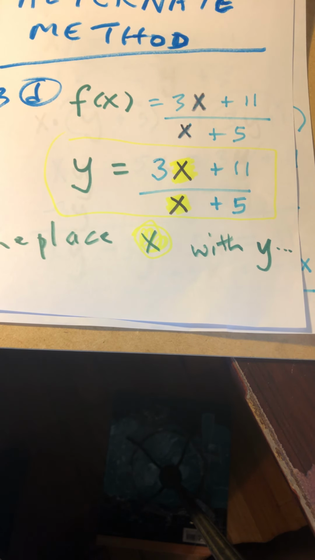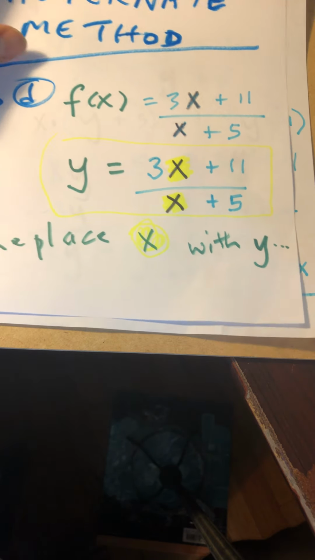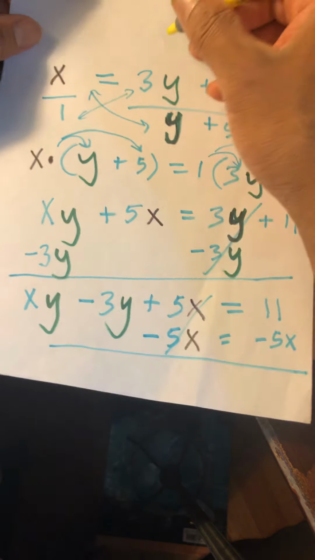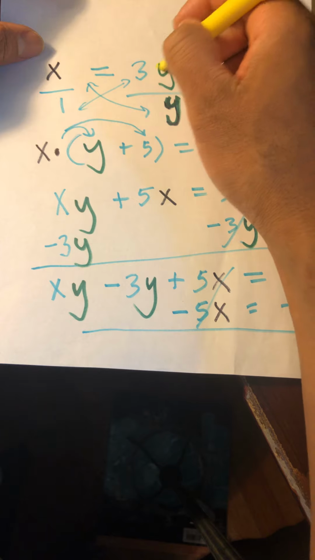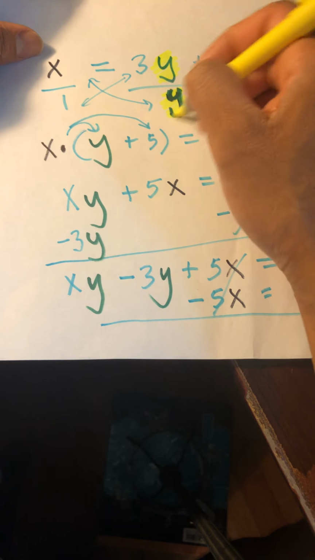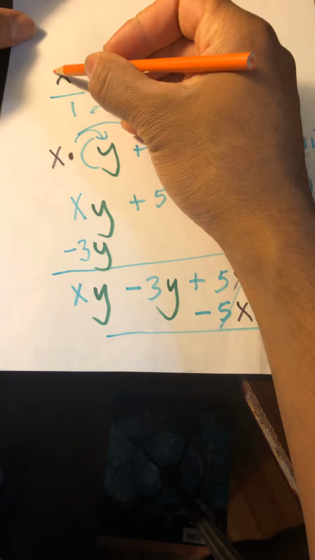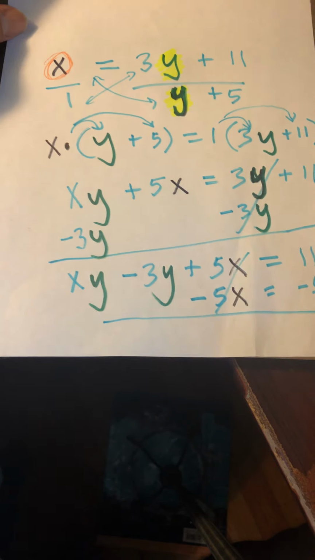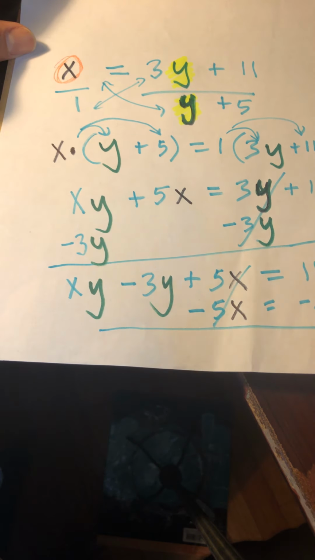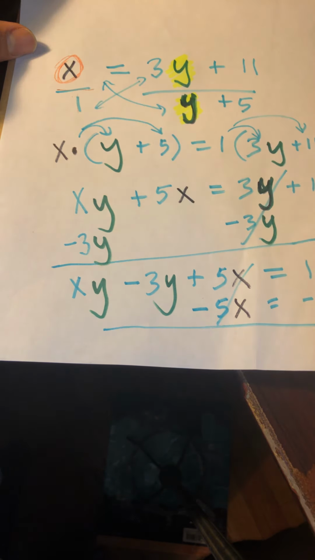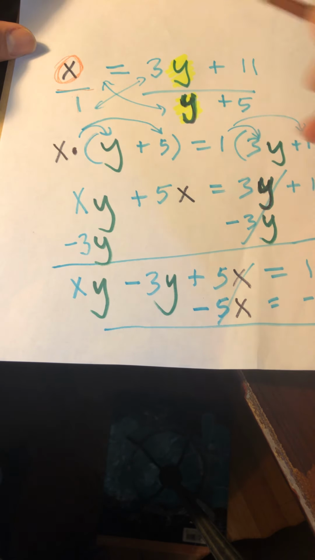All right, so here we have y equals 3x plus 11 over x plus 5, and we're going to do the replacement. So wherever we saw x, we put y. X used to be there, now we have y. Wherever we had y, now we have x. So this used to be y, now that's x, all right? So there we have it. And now I can write this as x over 1 because x over 1 is indeed x.